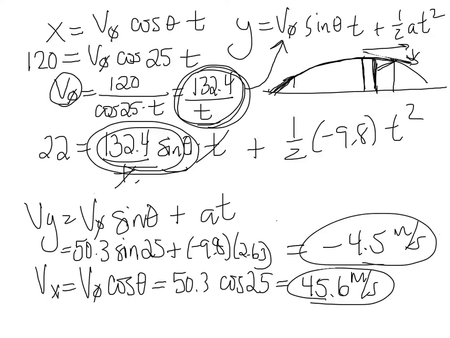Okay, so now what are we going to do when I have v sub y and v sub x for that point? I'm going to put them together. I'm going to do the Pythagorean theorem. I'm going to go negative 4.5 squared plus 45.6 squared, take the square root of it, and you're going to get 45.8 meters per second, the instantaneous velocity at that point. The end.